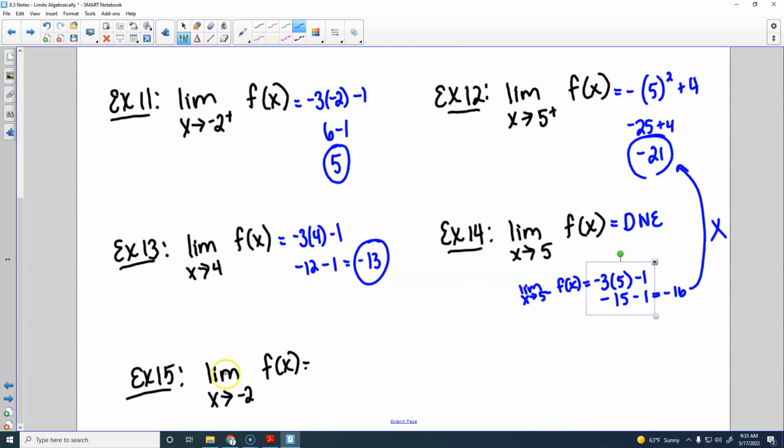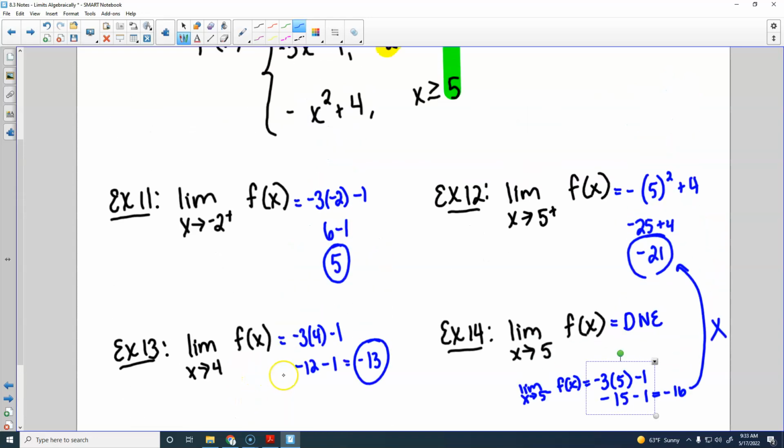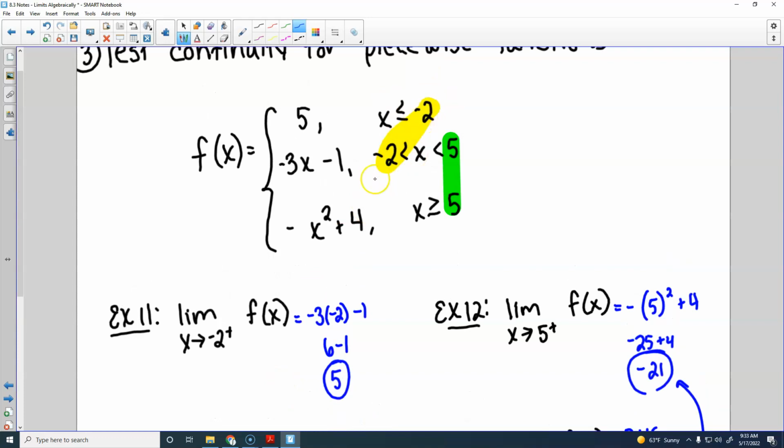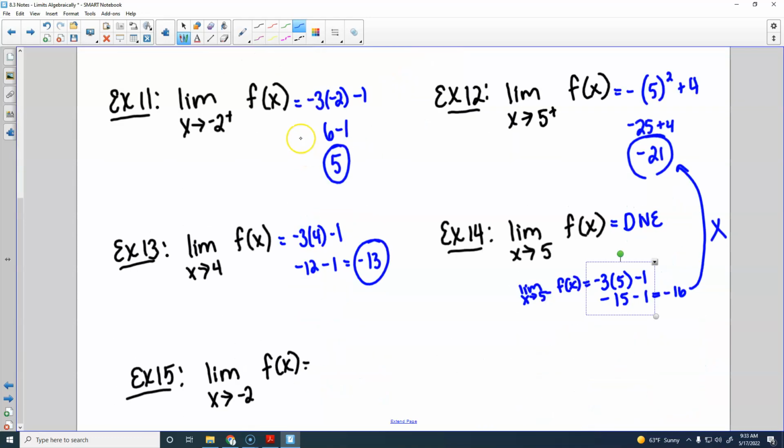And then the last one for this is the limit as x approaches negative 2 of f of x. So negative 2 was our point where these two graphs meet, where the first and second equations meet. We already did the limit as x approaches negative 2 from the right. It was 5. What is it going to be from the left if we use that top equation? It's just 5 because that doesn't have a variable, right? So since they are the same from both sides, these actually meet. We can say that that limit right there is 5.